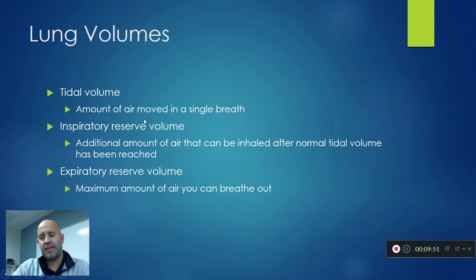Tidal volume is the amount of air that's moved in and out in a single breath. That's measured in mLs or cc's. The inspiratory reserve volume is the amount of air that you can breathe in after a normal breath. When we take a normal breath on inhalation, we don't completely fill our lungs. There's still a little left.